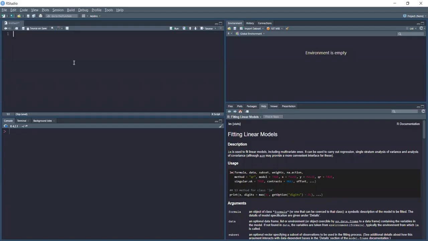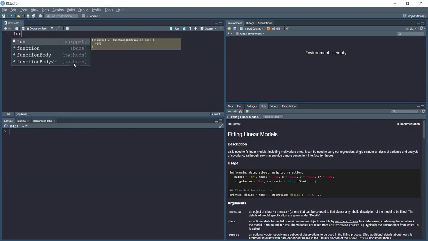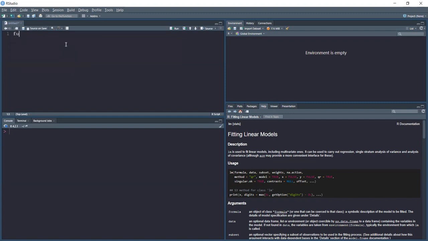Just very quickly, can I define a function? So in R, the easiest way is typing fun. Let's do it again, fun. Take the first suggestion, so just tab. And that's asking me for 3 items. What am I going to call the function?